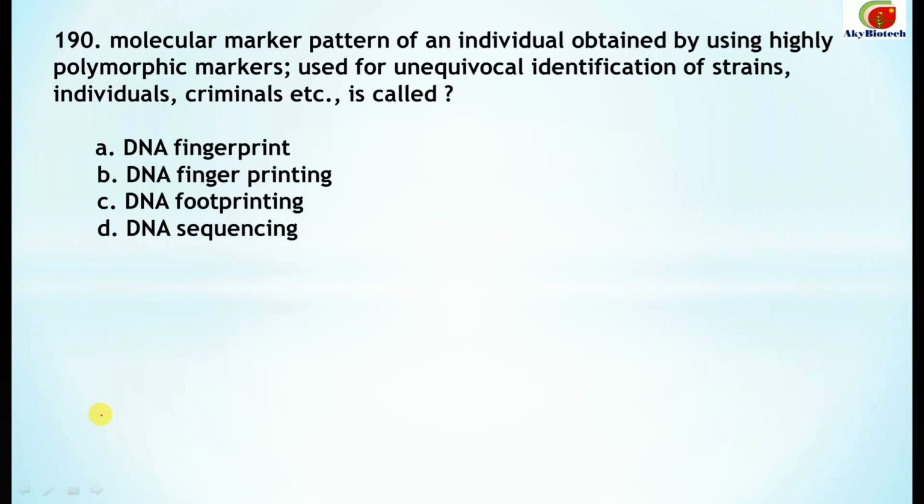Number 190. Molecular marker pattern of an individual obtained by using highly polymorphic markers used for unequivocal identification of strains, individuals, criminals, etc. is called DNA fingerprint. This one is the correct option.